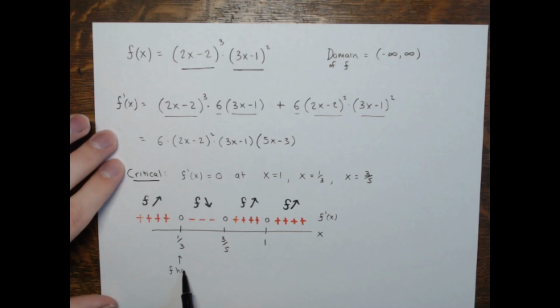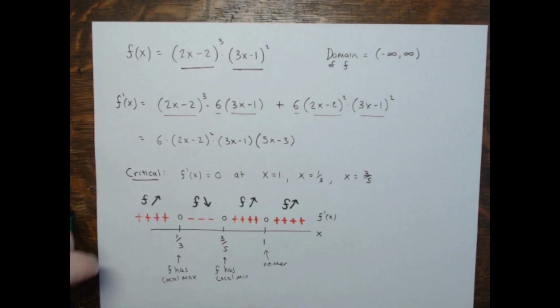F has a local max at x equals 1/3. So you're going from increasing to decreasing there. F, the graph of the original function, has a local minimum value at x equals 3/5, right? Because you're going from decreasing to increasing, and then neither of those things at x equals 1, because it's going from increasing to increasing again, right?